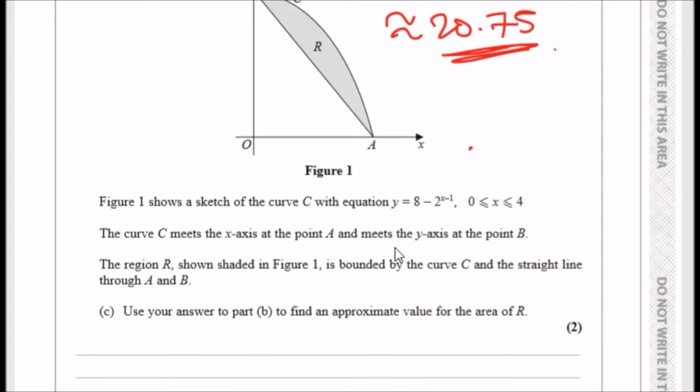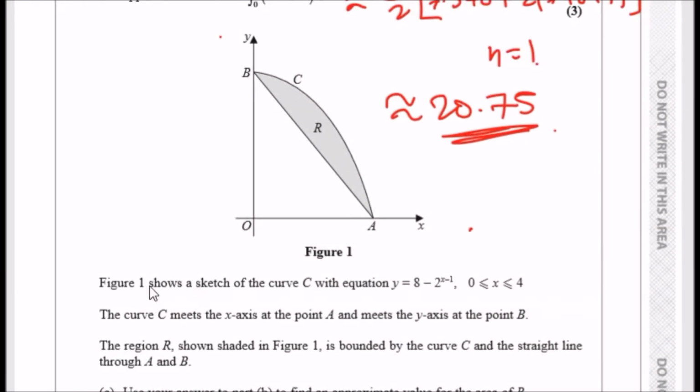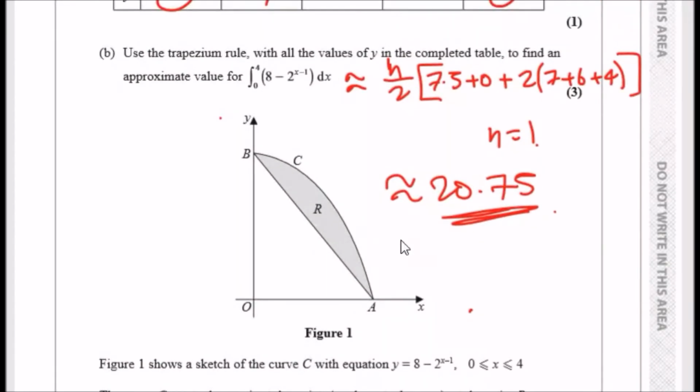Okay guys, part C. So let's have a look. We're given a figure which shows this equation. Every time they give you an equation and ask you to find the area underneath the curve, it's actually the entire area below the curve. So effectively it's every single part until it hits the x-axis.